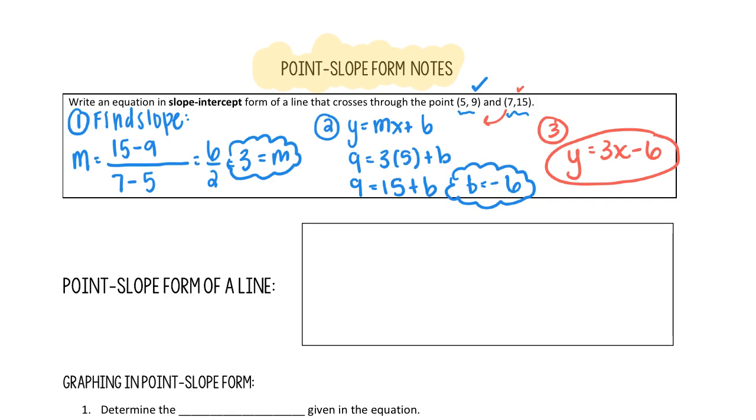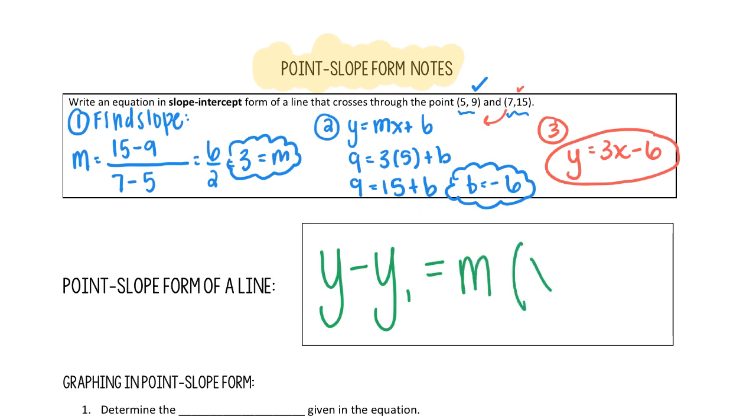Today we're going to be focusing on another form of a line called point-slope form. Point-slope form is, like I said, just another way of writing a linear equation. It has a base equation, kind of like y equals mx plus b, except it looks like this: y minus y1 equals m times (x minus x1).